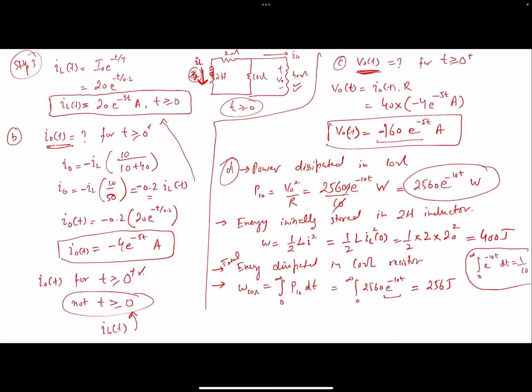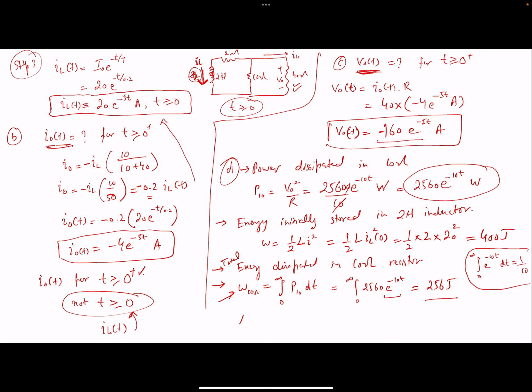Anyhow, while solving this problem, first we found the power dissipated in the 10 ohms resistor, then we found the initial energy stored in the inductor before the switching event happened. Now that energy needs to be dissipated in this natural response, in all the resistors, but we are only interested in the 10 ohms resistor. So we found the total energy lost in the 10 ohms resistor, which is 256 joules.